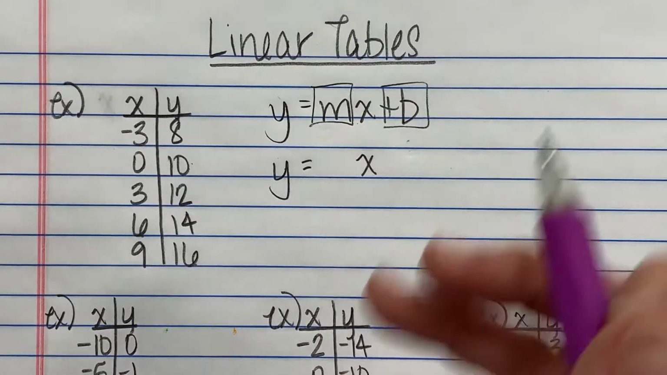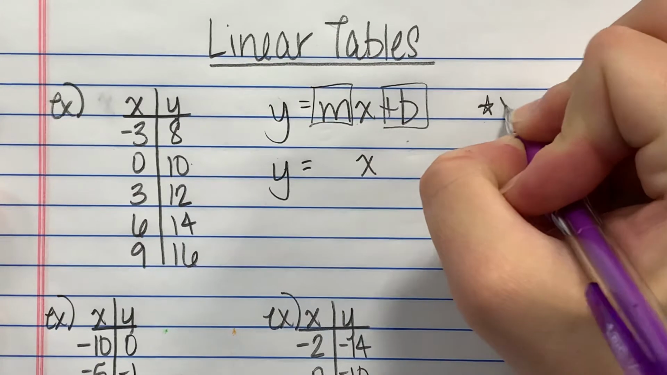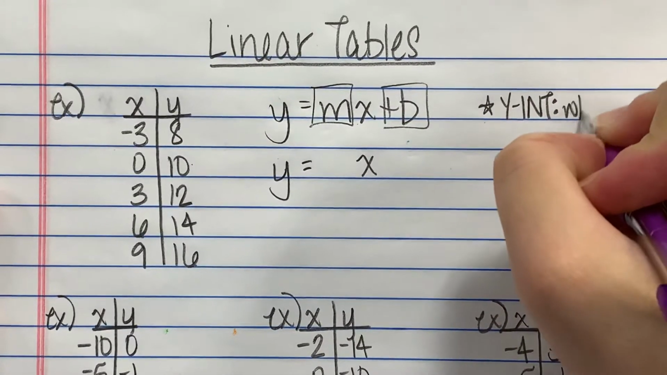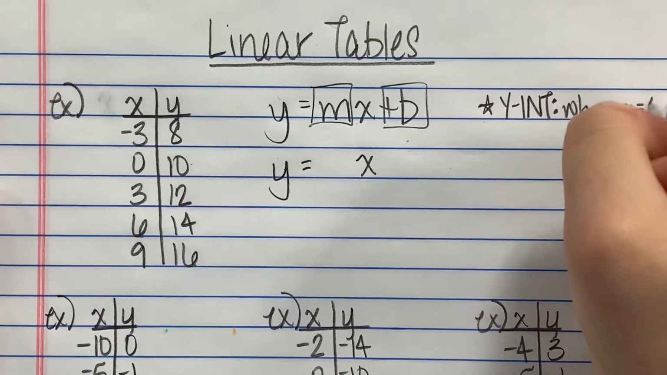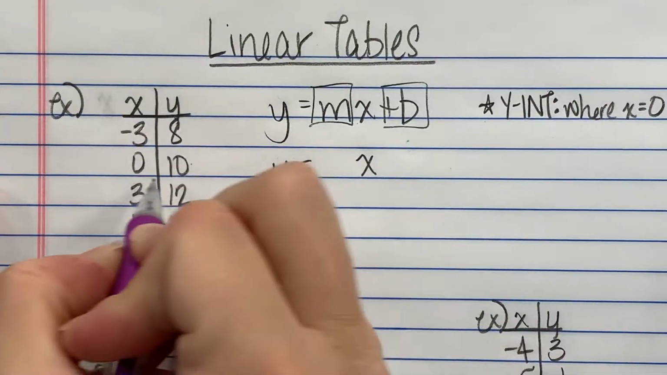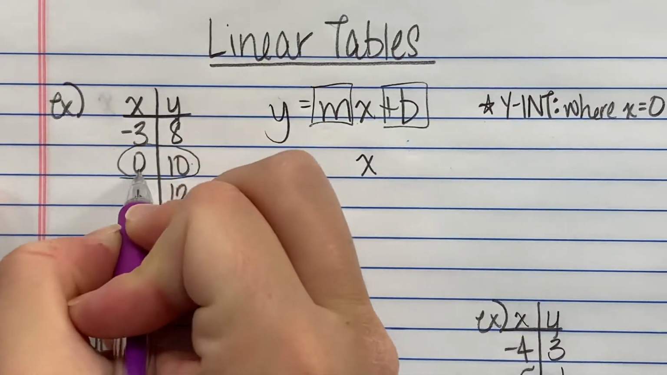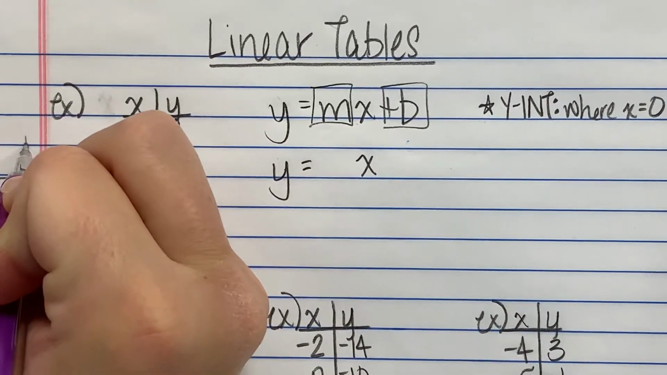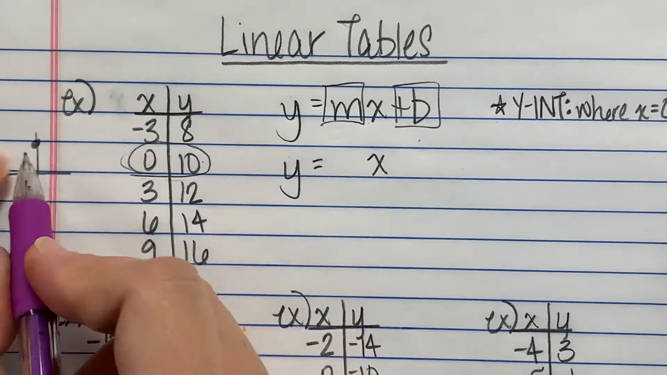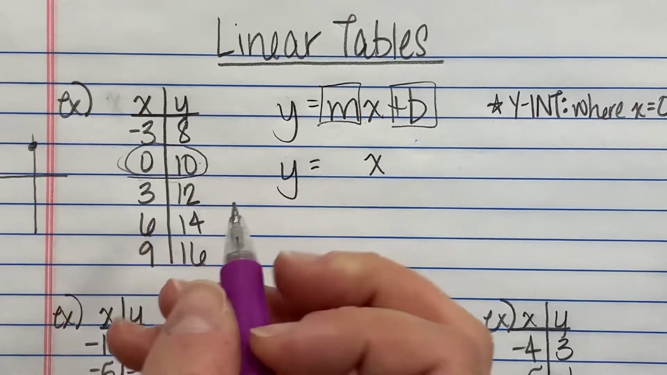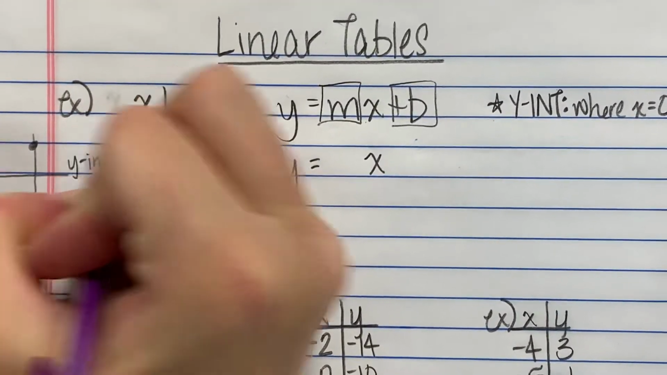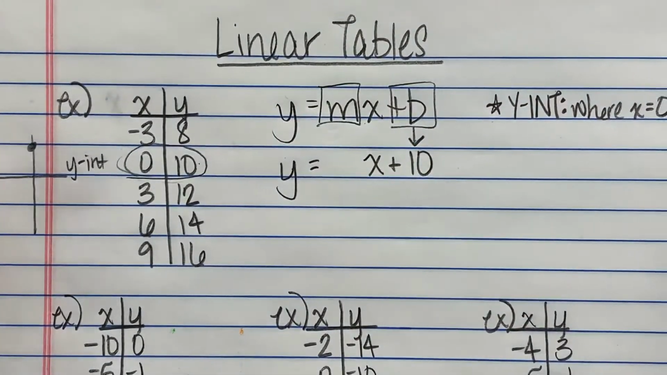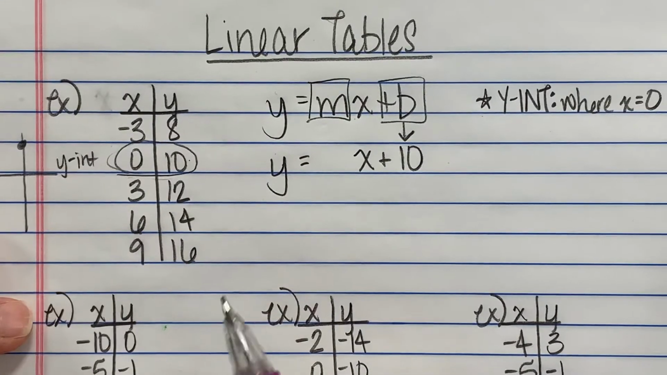So my y-intercept, let's start with that one first, the b value, right? My y-intercept is where x equals 0. If I was to draw a graph of this right here where the x value is a 0, that on a graph would end up being 0, 10 up on the y-axis. So that is my y-intercept, okay? That's what's happening there. So I know that b is positive 10, okay? If I was to graph this again, it would cross up at positive 10.